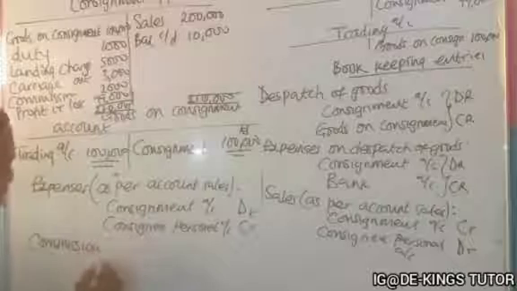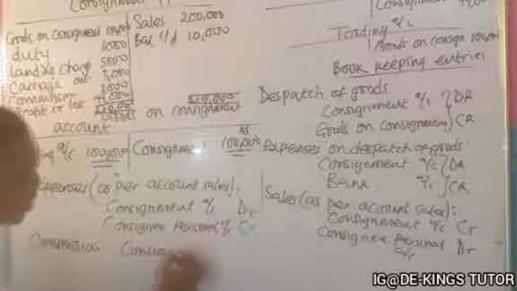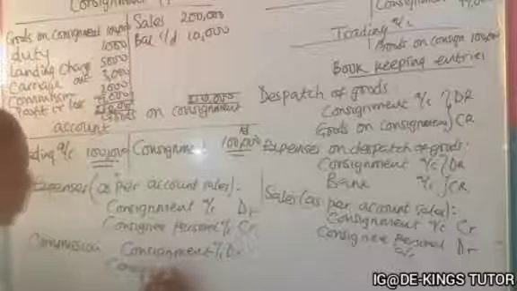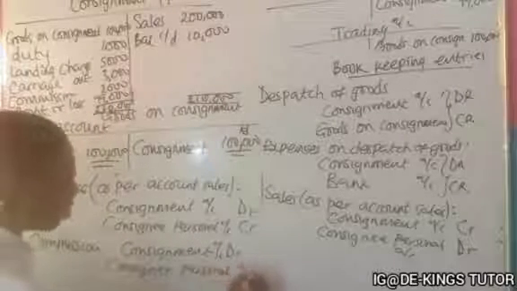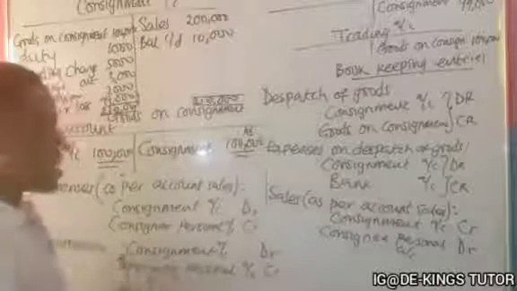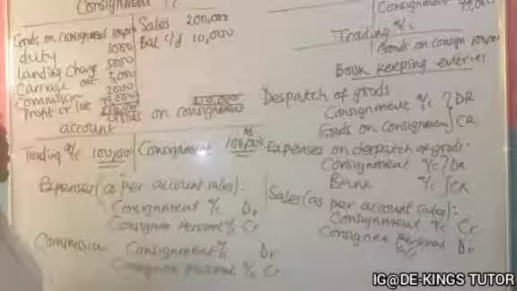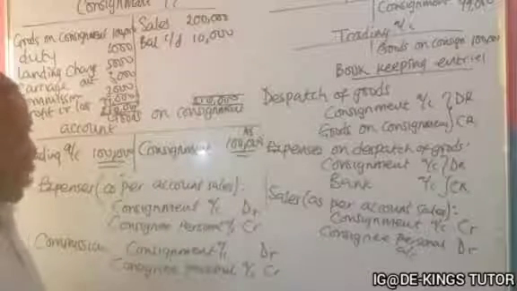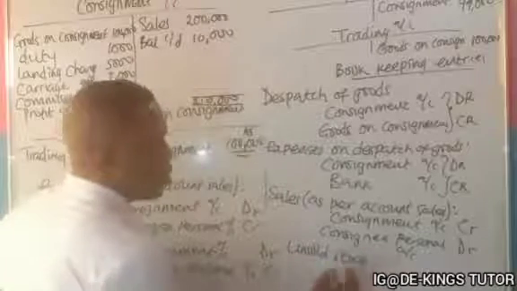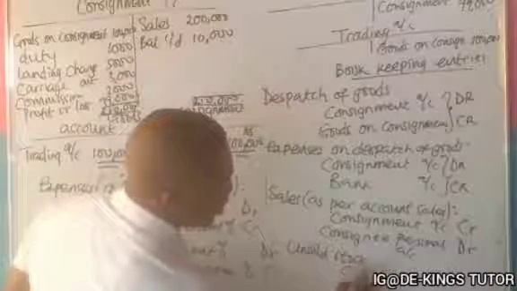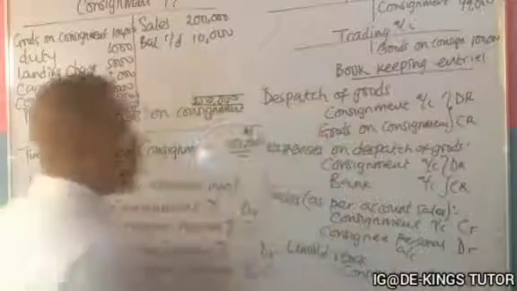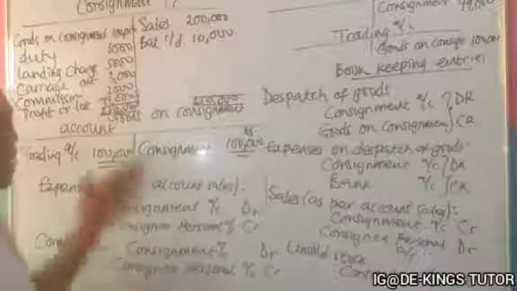And also when there's commission, it is also part of the expenses. When there's commission, you debit consignment account and you credit consignee personal account. Okay, so these are basically the bookkeeping entries as regards this. Also, if there's unsold stock, you just credit it to the consignment account. Okay, so that's how you do this.